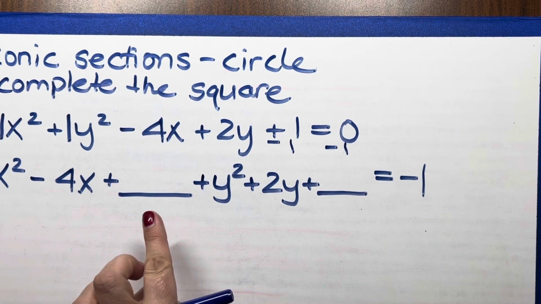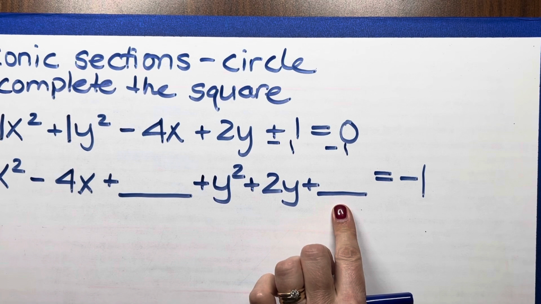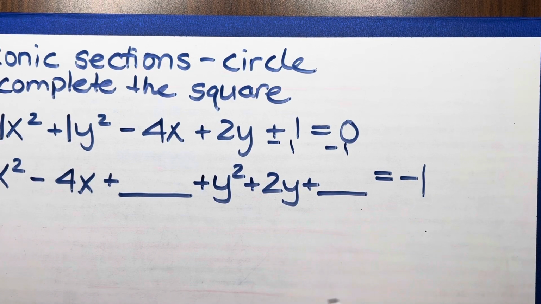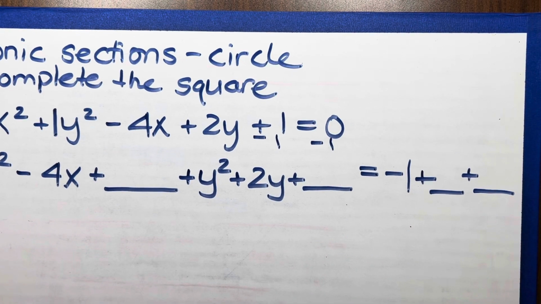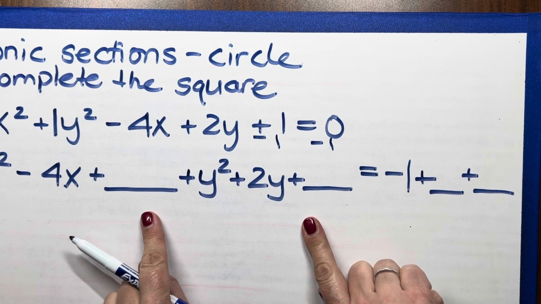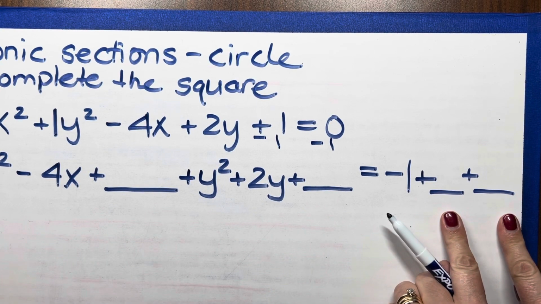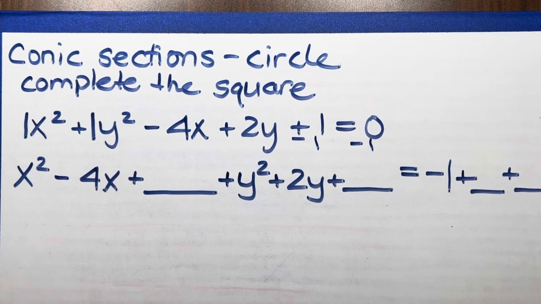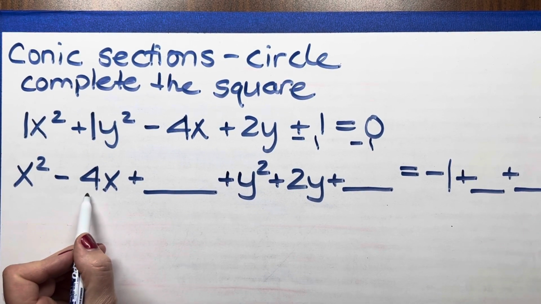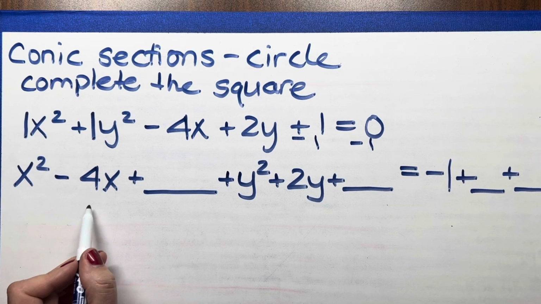Now, I'm going to be adding numbers into these blanks, and to keep my equation balanced, I'm going to have to also add whatever those values are onto this side of my equation. So if I've got 2 blanks over here, I should have 2 blanks over here, and these numbers should be the same thing.